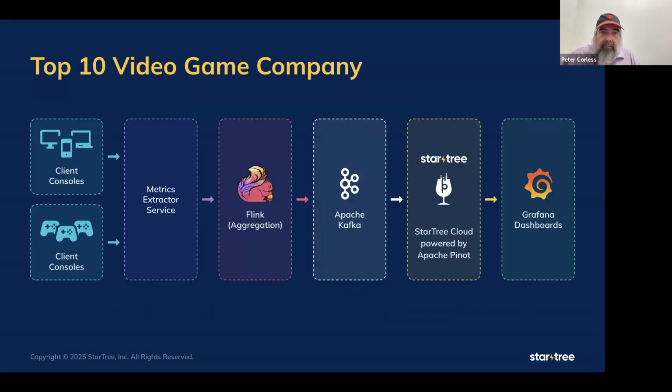Etc. And so this became their architecture, where they had the client consoles either on PCs or on game consoles. There was a metrics extractor service, so how do you get those metrics from those devices and aggregate them to then send into the real-time analytics. And again, we talked about Flink and its role in stream processing and enriching that data.